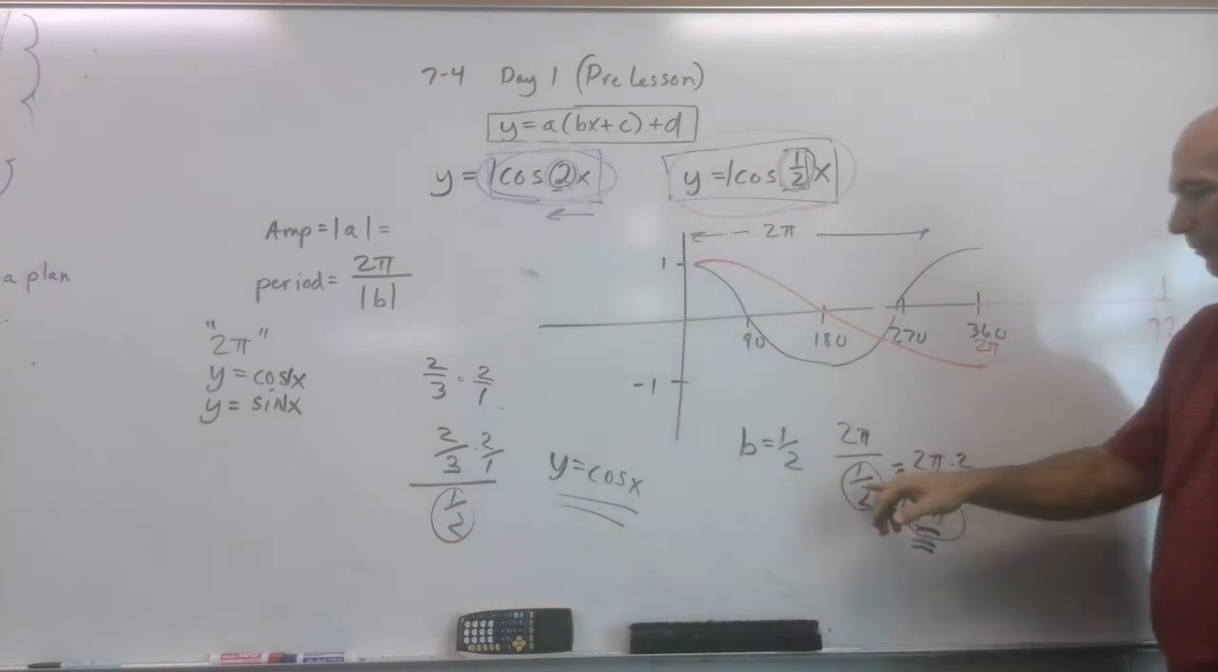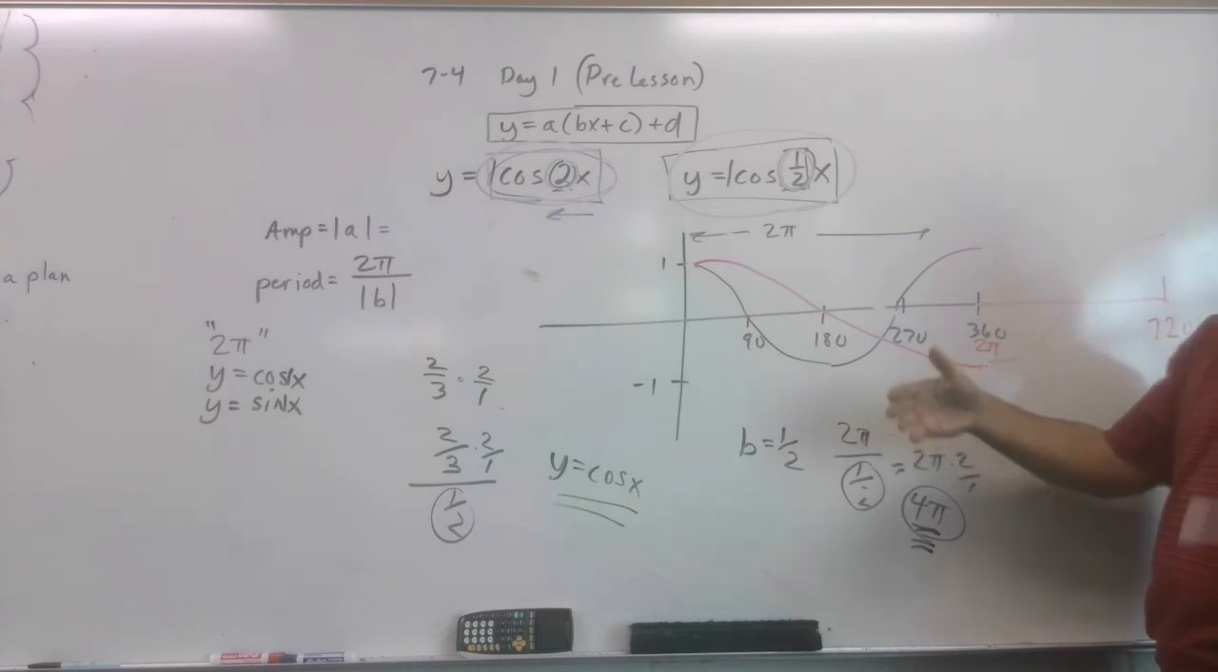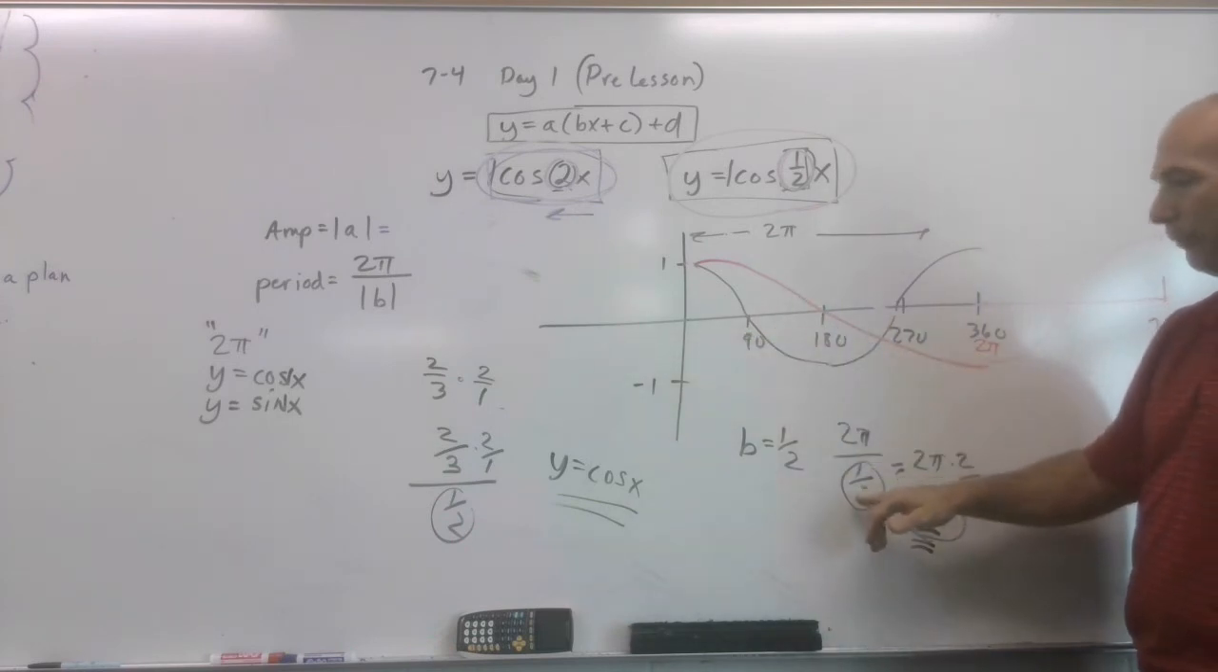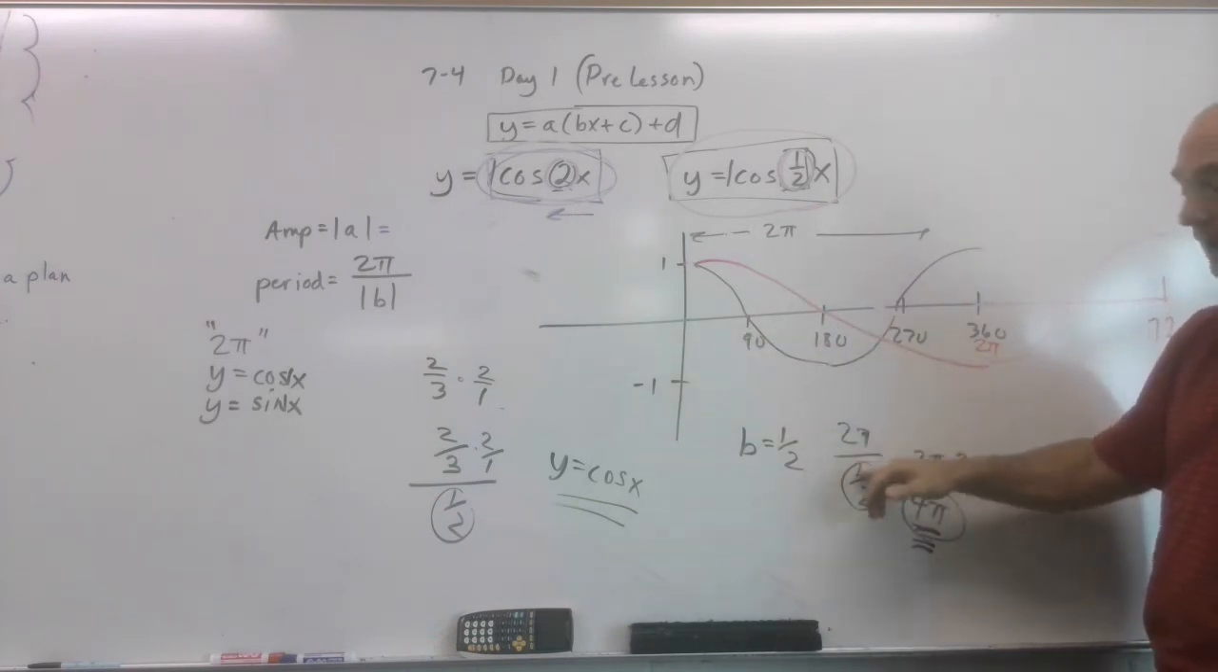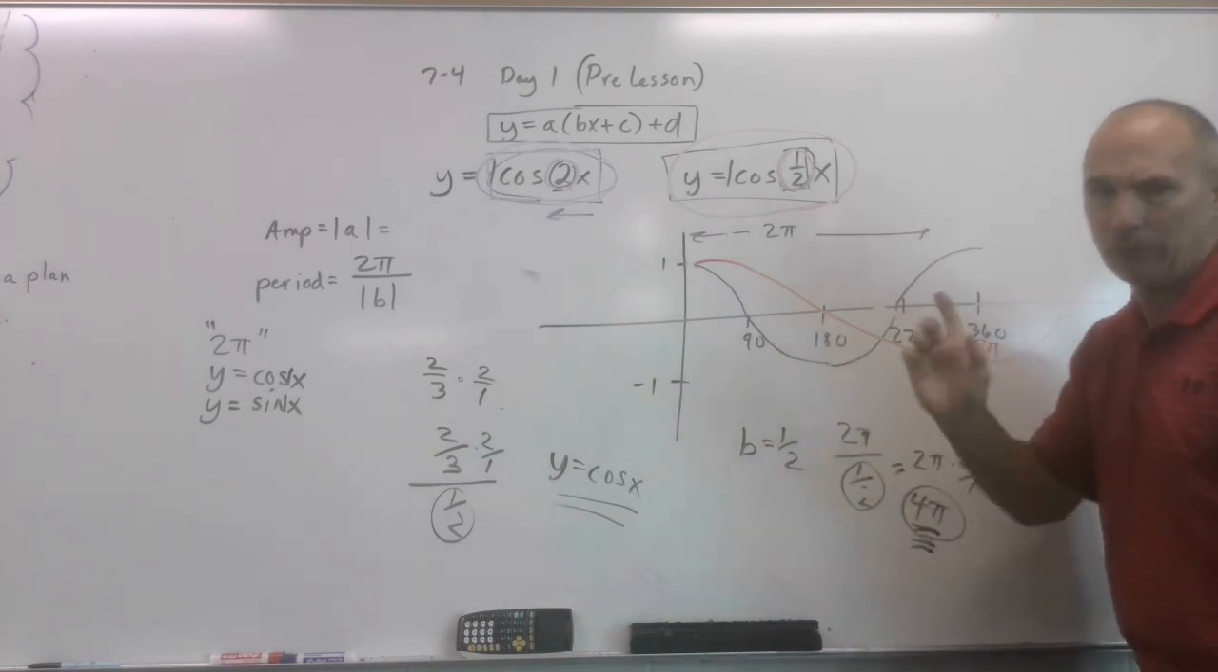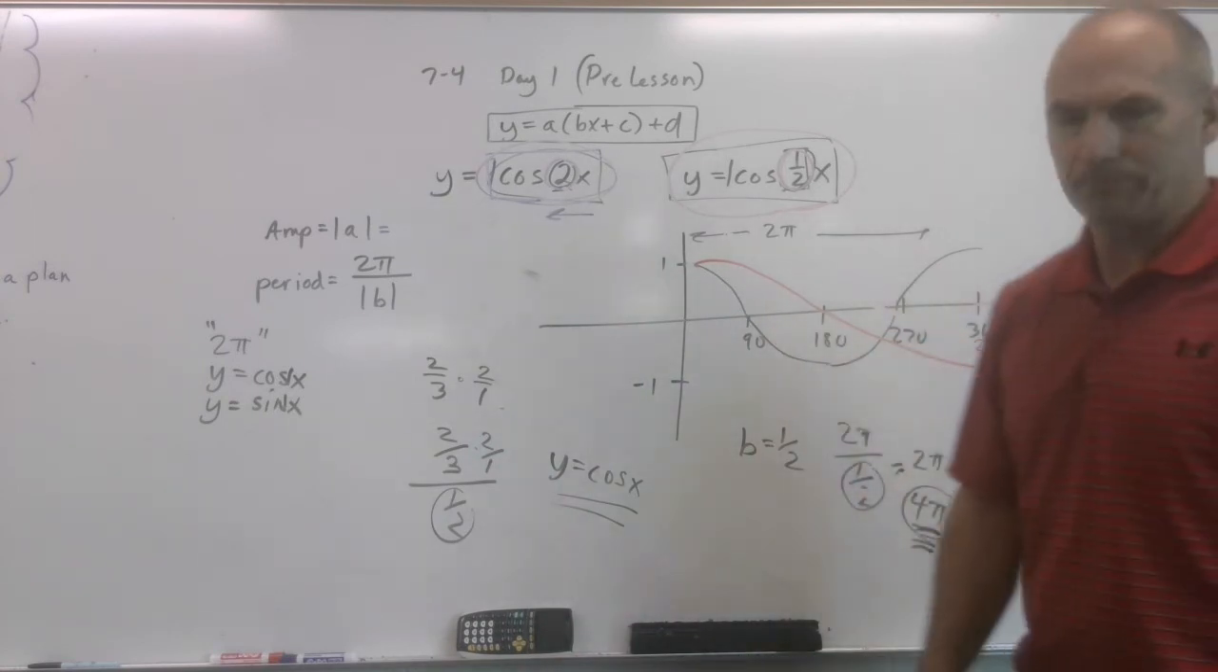Because think about it, you're going to divide by whatever b is. So if this is a fraction, you're going to flip it and multiply, making it bigger. If it's a whole number, like a 2, you're actually going to divide, making it smaller. So I hope mathematically it's kind of making sense.